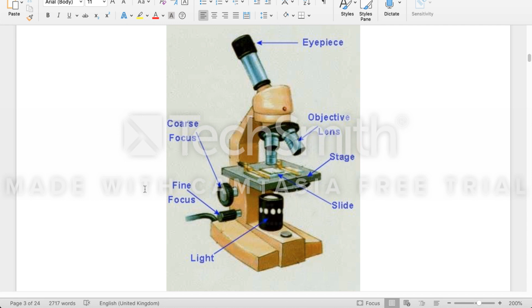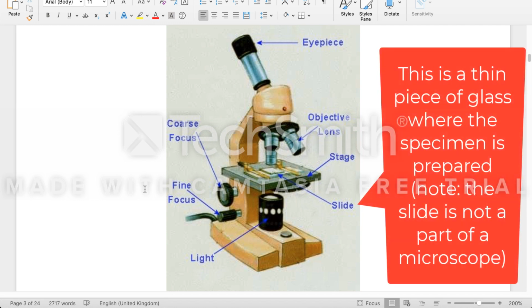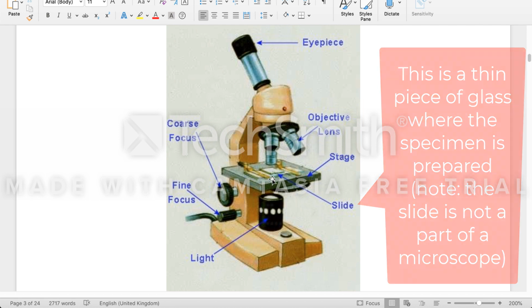And that kind of brings me to the next one, the slide, which is a very, very thin piece of glass where the specimen is prepared. So for instance, if you wanted to see what the cells of an onion look like, you would cut a piece of onion very, very thinly, and you would put it onto the slide. The slide is made out of glass so that it doesn't obstruct the light coming in. So on the stage there will be a hole where the light can actually shine through.